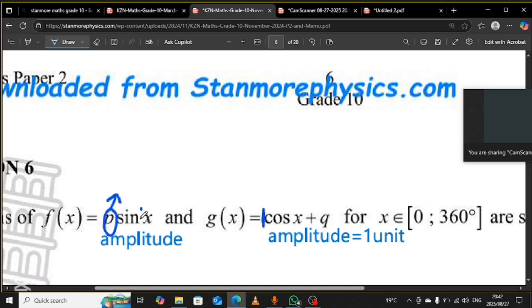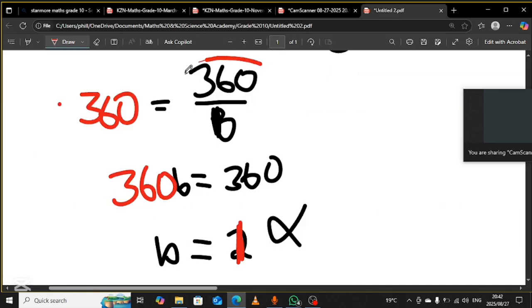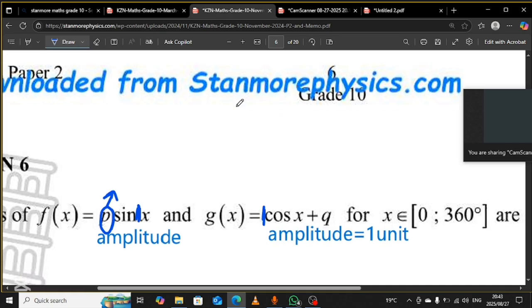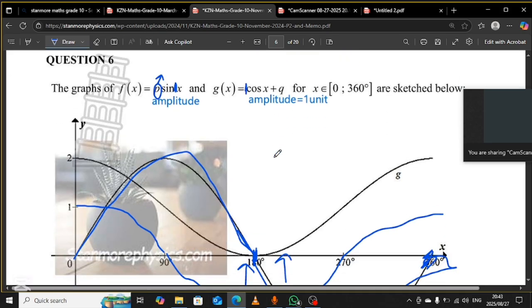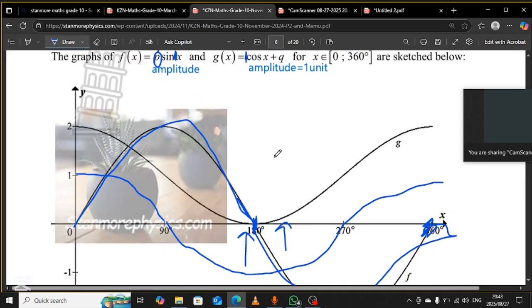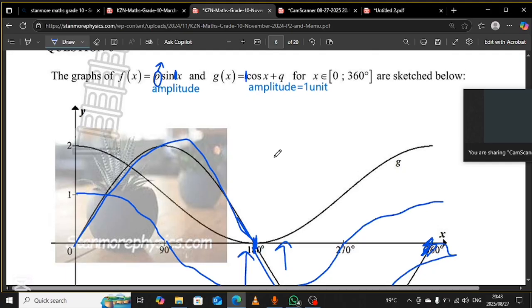Is it because there's only one complete wave? Remember, for sine, the period of the mother graph is 360, which is this 360 here. This period here is not the period of the mother graph, but the period of the given graph, and the period of this given graph is 360, as we can see from the diagram. That's why we're getting 1 at the end. Do you understand what I'm talking about?